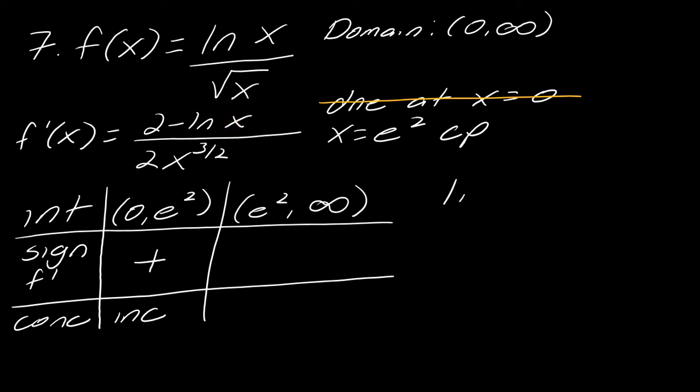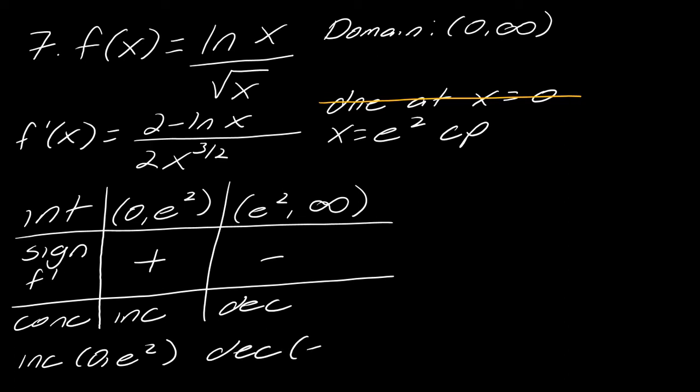So just to write that out for you. The natural log of something like e to the fourth is really equal to 4 times the natural log of e, so this just equals 4. Just a reminder of those logarithm properties for you. So anyways, that makes the top negative and the bottom will still be positive. So the overall value of this will be negative, so this will be decreasing. So we are increasing from 0 to e squared, and we are decreasing from e squared to infinity.